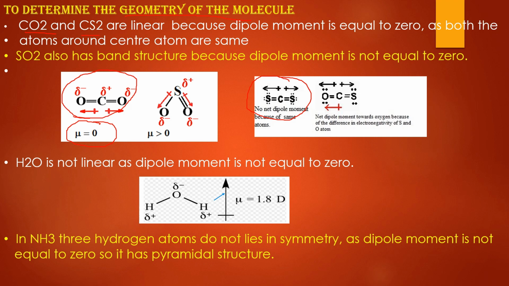On the other hand, SO2, which is nearly similar to CO2, but its structure is not linear. How can we say that? Because the dipole moment is not 0. So we can say that its geometry is not linear, but bent, because the dipoles do not cancel out each other and hence the net dipole moment is not 0. It is more than 0. Similarly, H2O, the water molecule, has dipole moment more than 0. That means the dipole moment is not equal to 0, so its geometry is not linear, but bent.